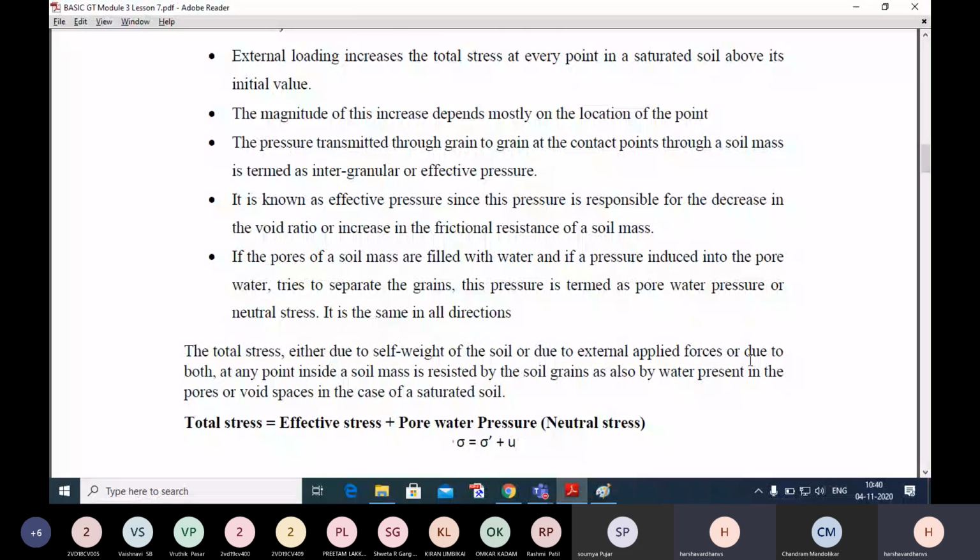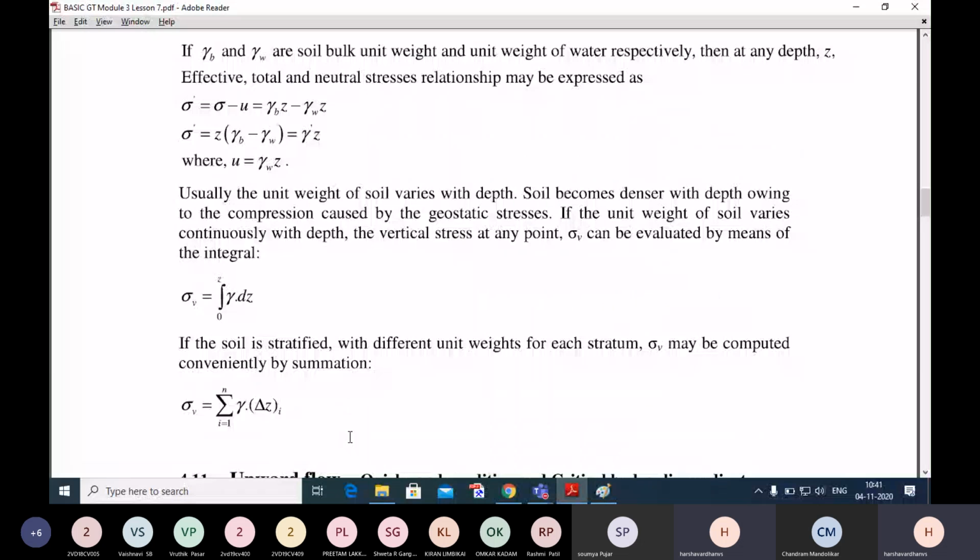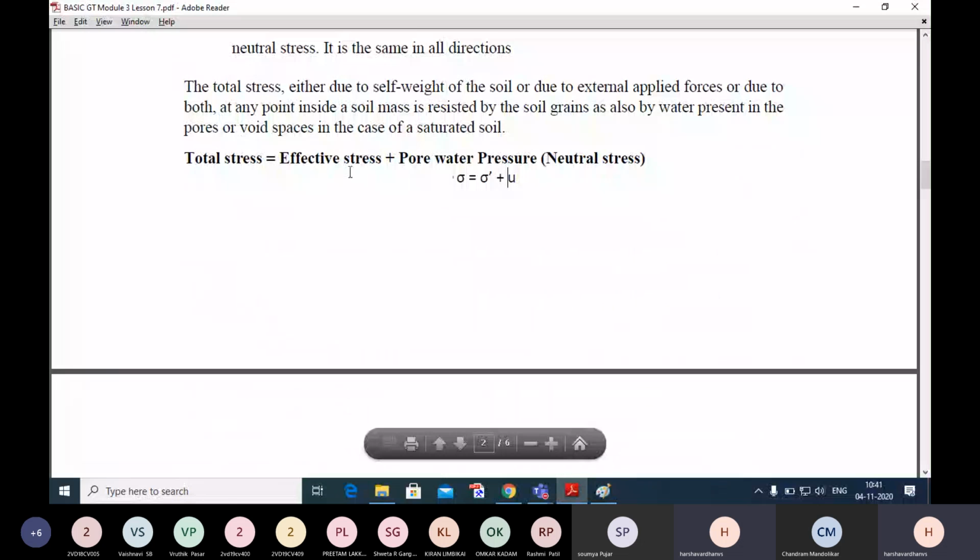Okay. Now please remember this: total stress is effective stress plus pore water pressure. Pore water pressure is also called pore pressure, neutral pressure, or neutral stress.